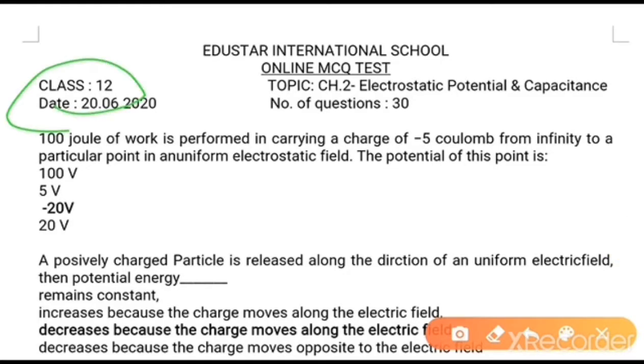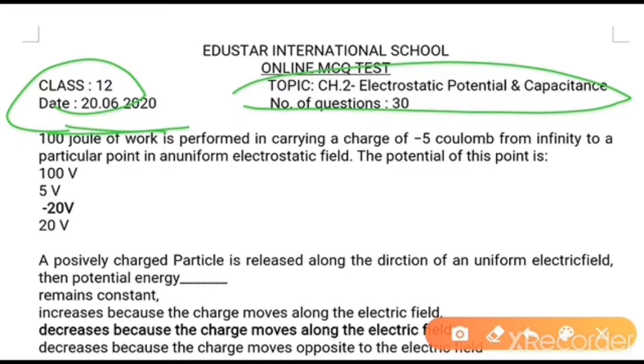So in today's session we are going to discuss the solutions of the online MCQ test conducted on 20th June, Saturday. The questions were asked from the whole chapter, electrostatic potential and capacitance. So now let us discuss the answers.